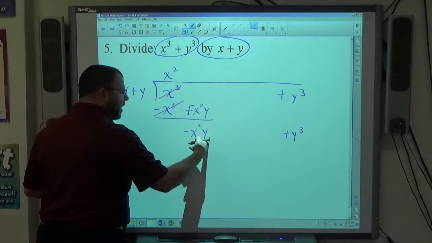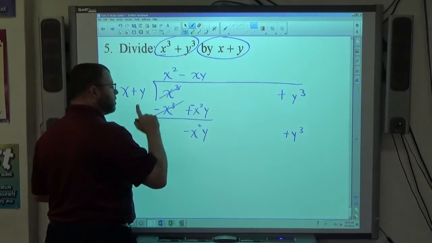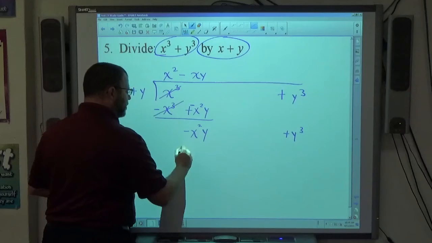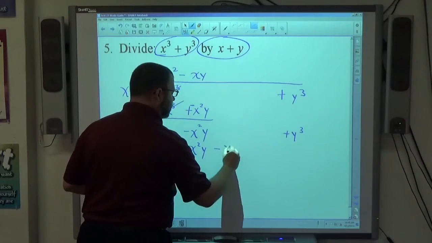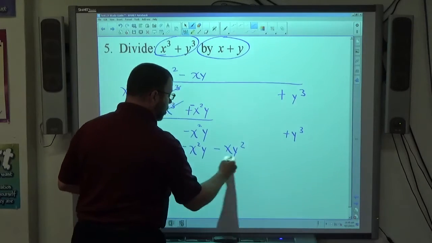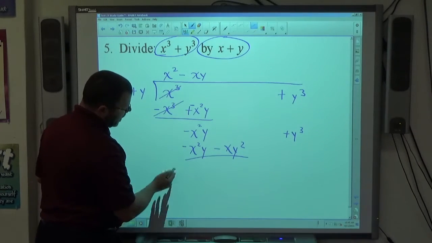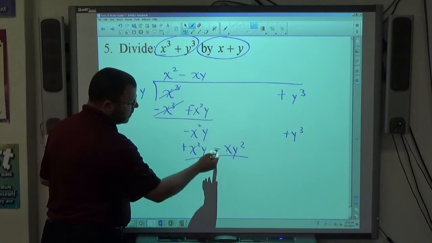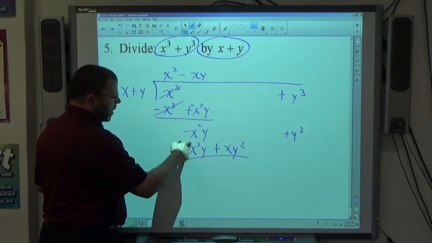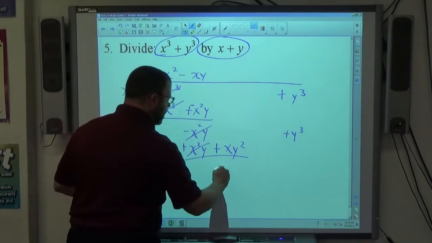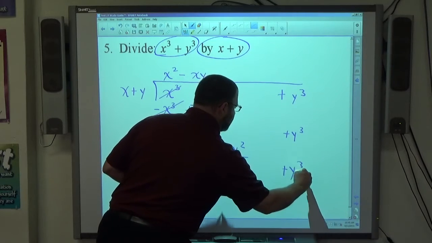So negative x squared y divided by positive x makes negative xy. Negative xy times x is negative x squared y. Negative xy times y is negative xy squared, which does not match y cubed, so it doesn't go underneath it. Next I subtract. Subtraction is changing signs. Negative x squared y becomes positive. Negative xy squared becomes positive. Negative and positive x squared y cancel. Xy squared is left. Leave some space. Plus y cubed.